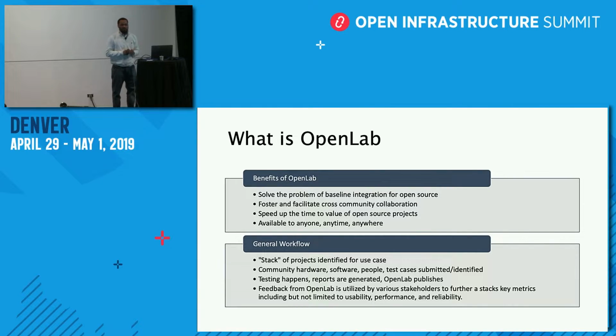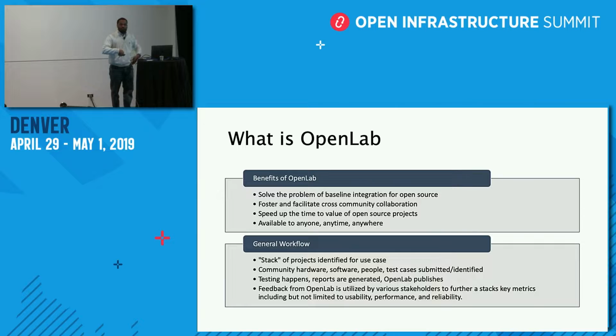So baseline integration, we're not talking about being the people who are deploying this stuff for you, but just doing the very rudimentary aspects of things to help you remove some of that early on headache. This also helps to facilitate and foster cross-community collaboration, and speed up the time to value of open source projects. Like I said, it helps you decide which projects you should invest in, and how long you should invest or work in those particular open source projects as well. And we keep the lights on for you, so OpenLab's available 24/7, anytime, anywhere, to anyone.